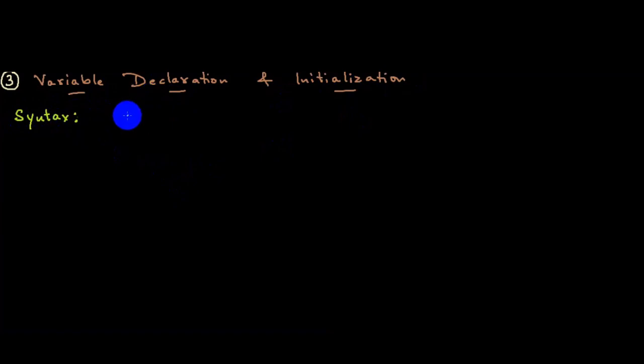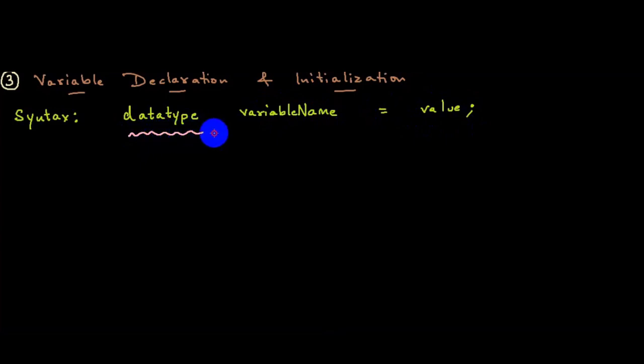The syntax goes like this: data type, variable name equals to value. If you closely observe, it's a combination of declaration and initialization. The first half is declaration and the second half is initialization. So when we combine both of them, it becomes a single line.